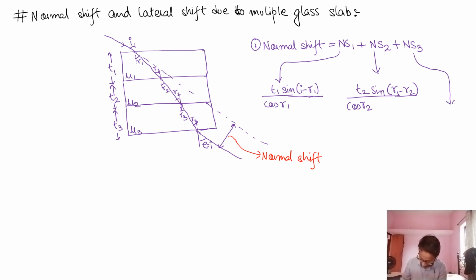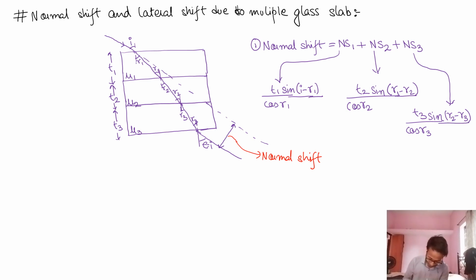And what is normal shift 3? Normal shift 3 is nothing but T3 by cos R3, into sin of R2 minus R3. This is the angle of incidence in this medium, and this is the angle of refraction in this medium. So R2 minus R3, sin of R2 minus R3. Okay, so this was the formula for normal shift.